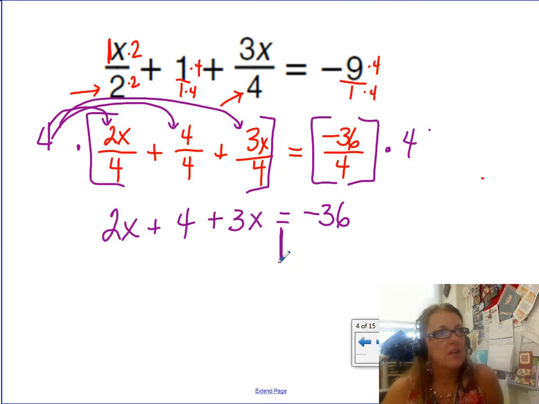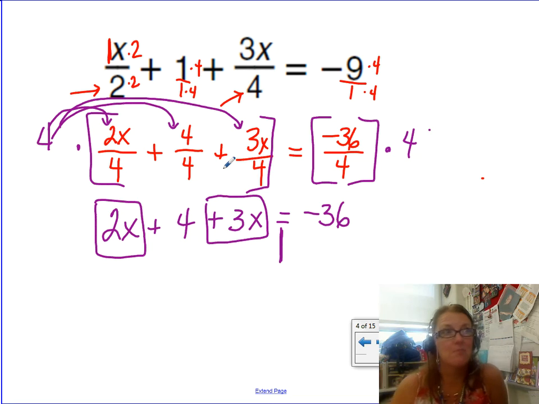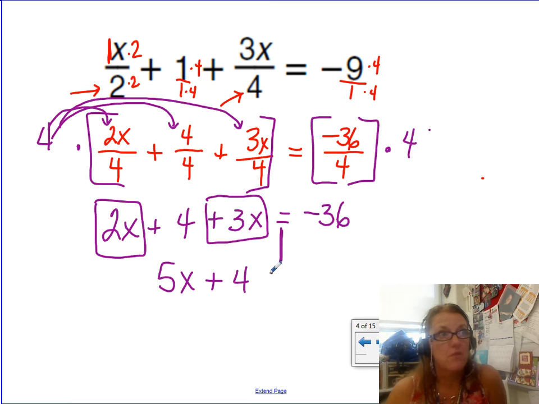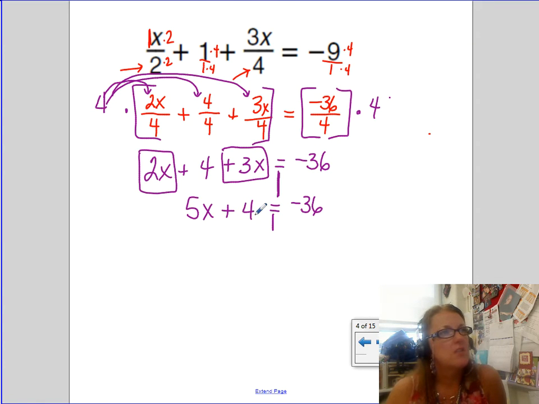Before you get carried away, I do have some like terms. I have a 2x and a plus 3x on the same side. That gives me 5x plus 4. That equals -36. Okay, now go to town. I need to undo this adding of 4 by subtracting. It goes to 0. 5x plus 0 is 5x. This, careful with your signs, is -40.